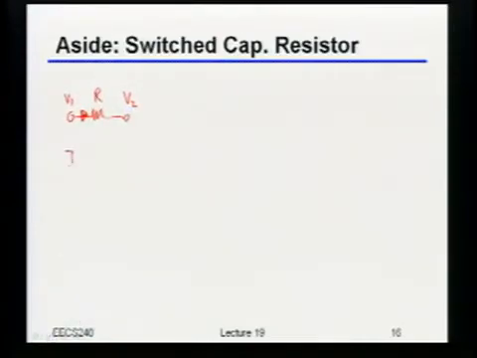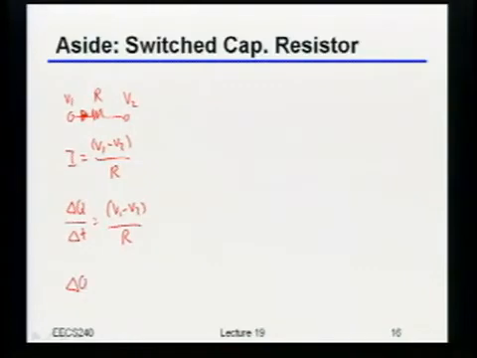Well, of course, I'm sure you all remember, V is just IR. So the current is just (V1 minus V2) divided by R. Now I'm just going to run this thing for a finite amount of time. Since I want to know how much charge, just as a reminder, I is just delta Q over delta T. So I've done nothing here, I've just replaced I. I can rearrange things and say the amount of charge that flowed through that resistor is just (V1 minus V2) over R times delta T.